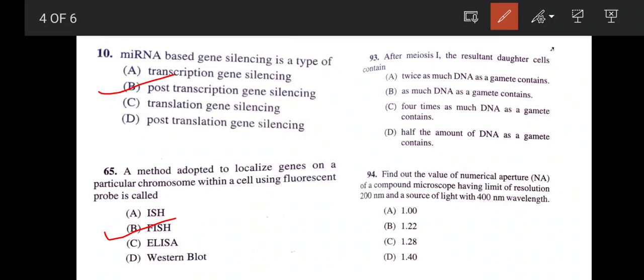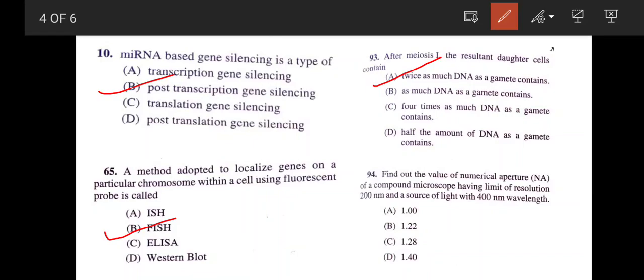Next question, after meiosis, the resultant daughter cell contains how much DNA? It contains twice the DNA that your gamete contains. Okay, so the correct answer would be option A.